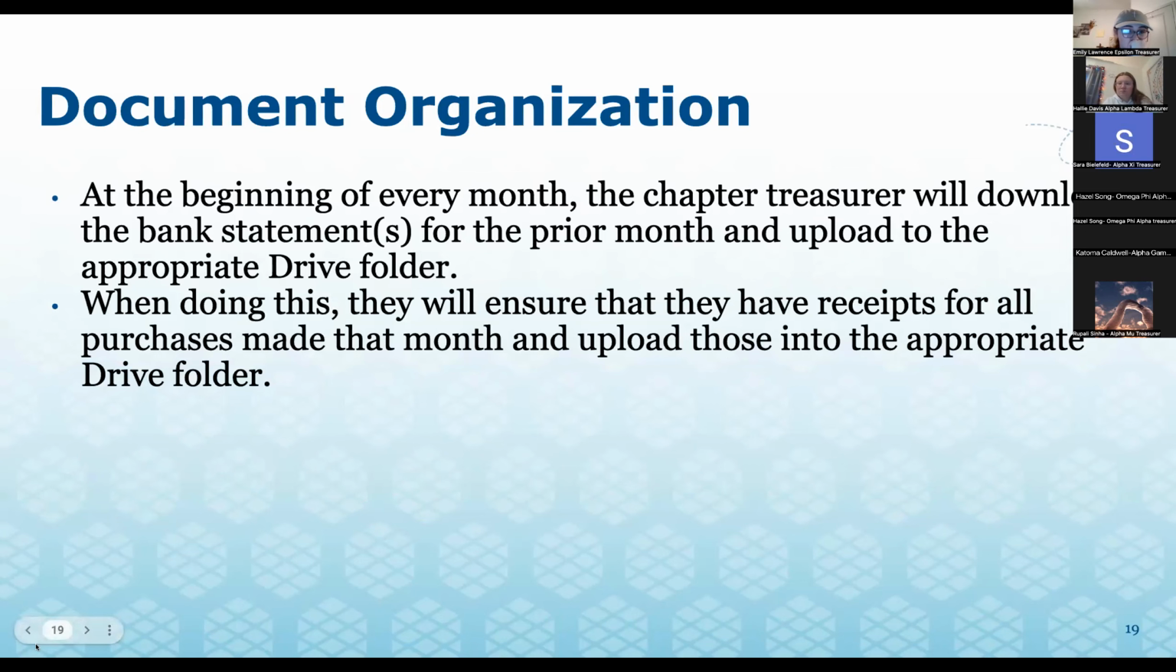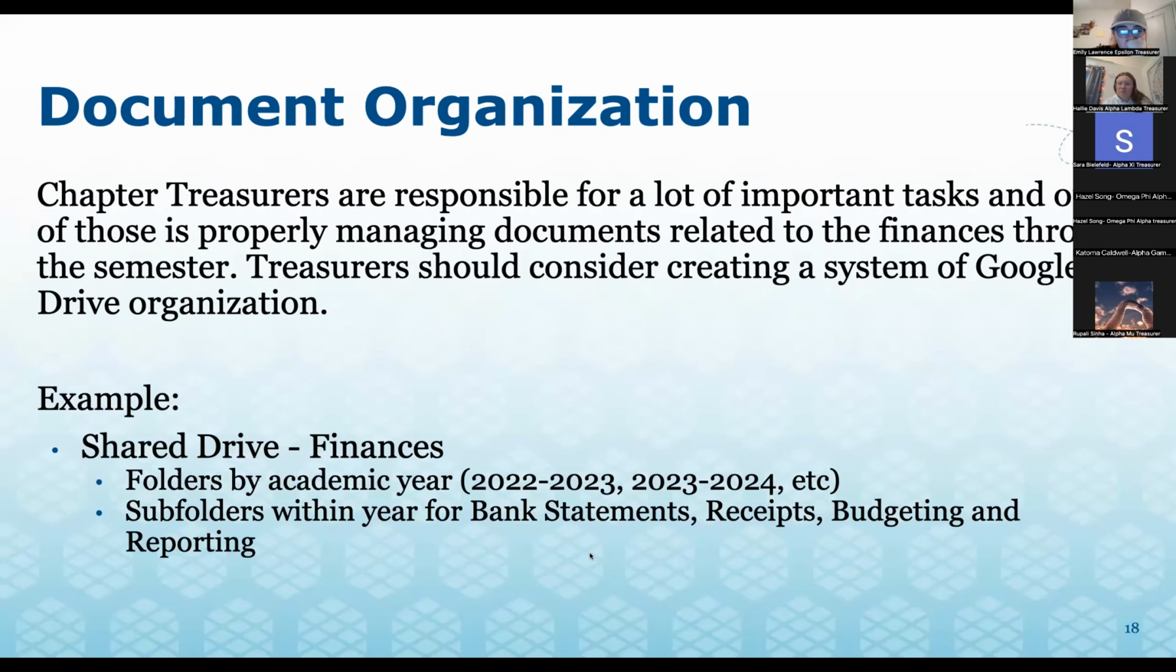And with receipts, let's talk a little bit about document organization, because it could be a lot of receipts. You're going to have a lot of information that you have to collect and organize in some way. So I recommend that you create some system of Google Drive organization. Perhaps you've already done this, or the previous treasurer did this. Feel free to find what works best. What I would recommend is a shared drive titled finances that all the officers in your chapter can see, and then folders by academic year. The academic year is also the fiscal year.